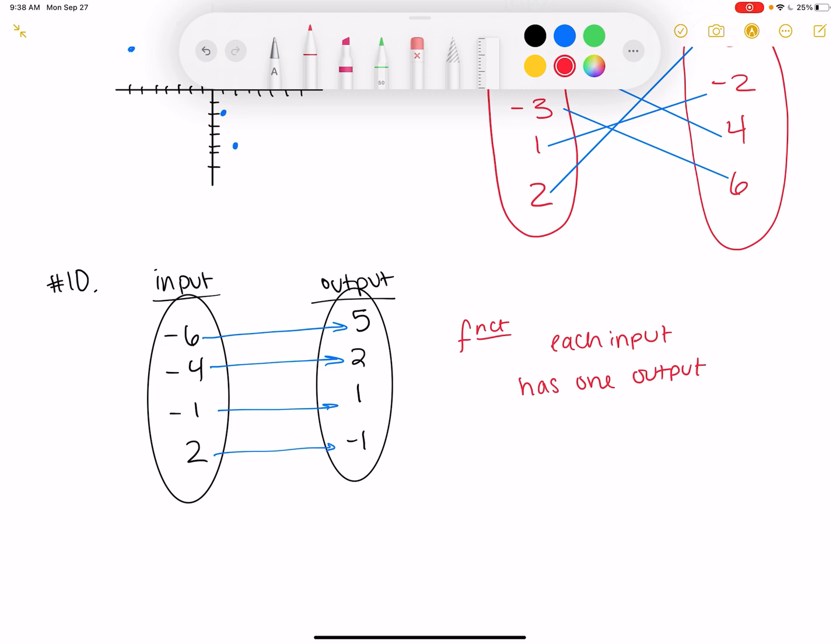So if it is a function, do we write it? Do we put that in the answer that it is a function? It asks if it's a function or not, so you're going to say function or not a function. And then you're going to say each input has exactly one output, or the opposite if it's not true.